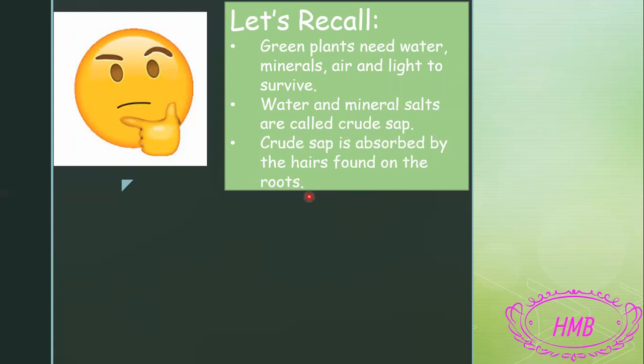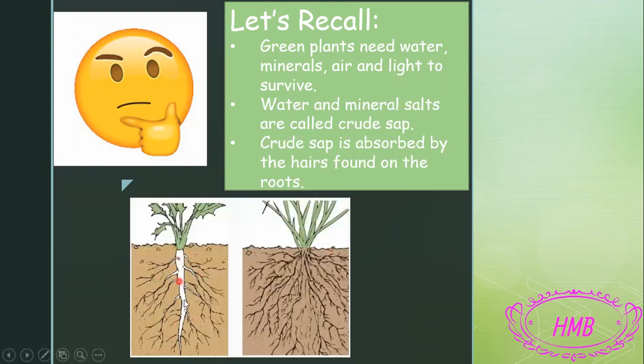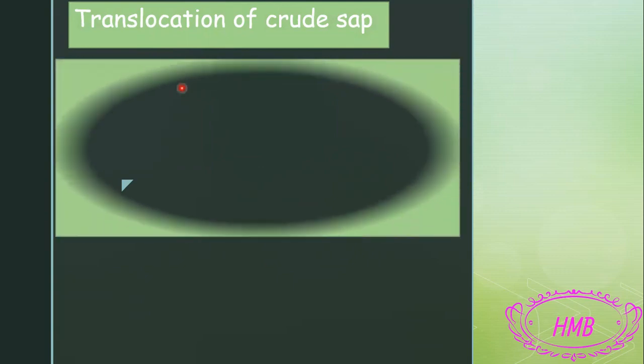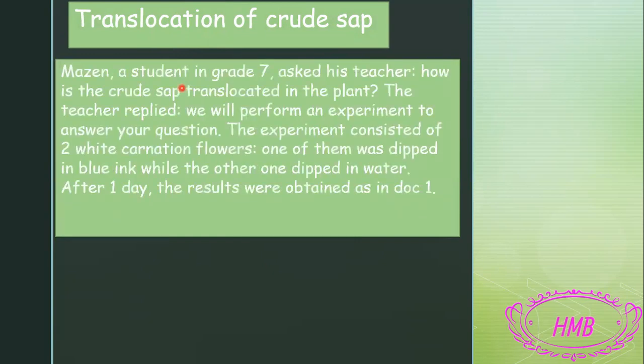Then, this is a picture of the roots, and this is the main root and the hairs around the roots that are responsible for the absorption of the crude sap. Now, let's see the experiment about translocation of crude sap. Translocation means the transport of the crude sap. How is it transported, how is it moved, and who carries the crude sap? First of all, let's see the question. Mazen, a student in grade 7, asked his teacher, how is the crude sap translocated in the plant?